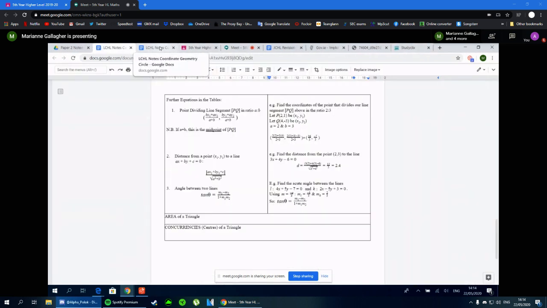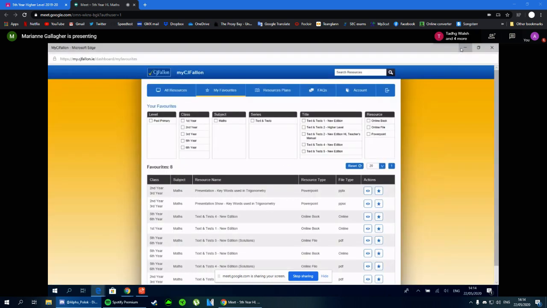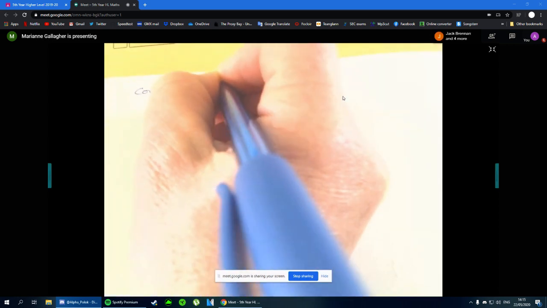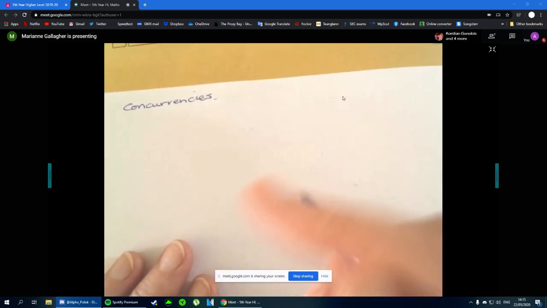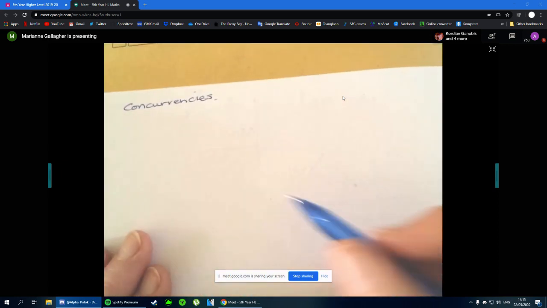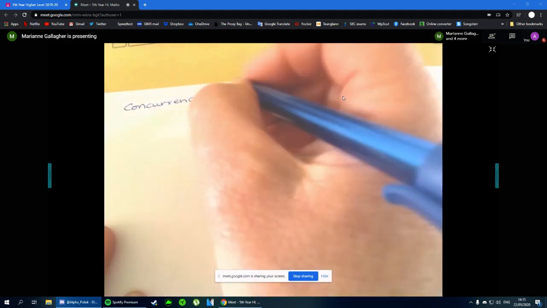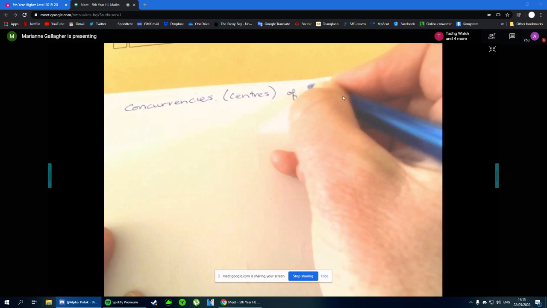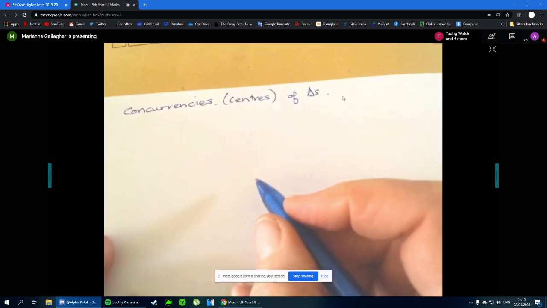And then the final thing you want to know is the centers of a triangle. So I'm going to run through those now. They're called concurrencies because concurrent means they're at the same point. So it's 3 lines in a triangle that meet at the same point, and we're trying to find that point. And they're basically 3 different versions or centers of a triangle.